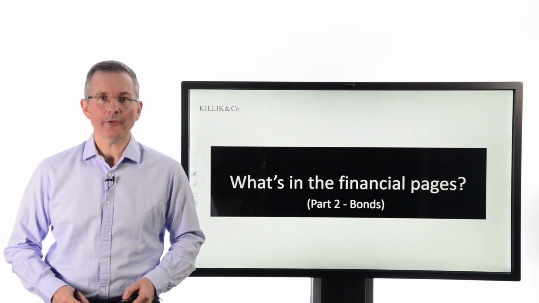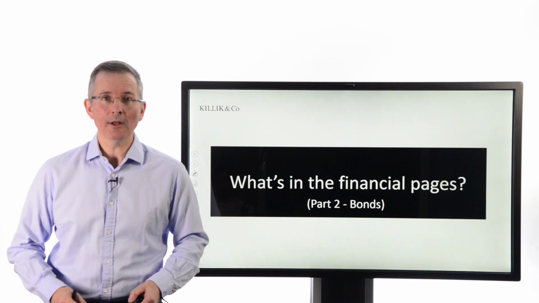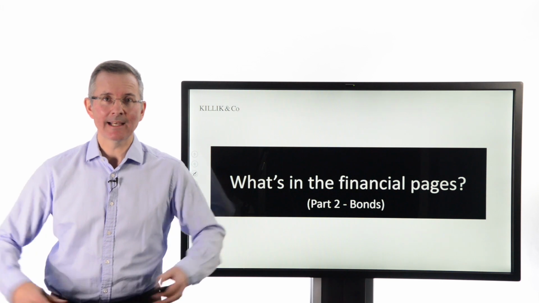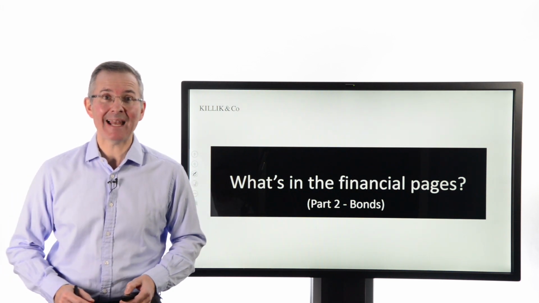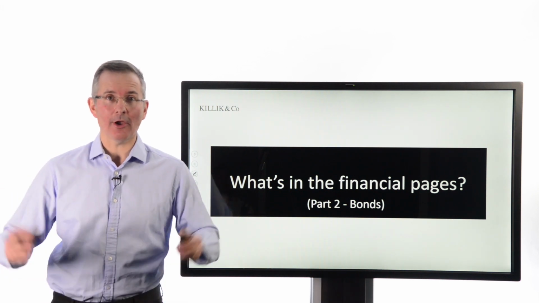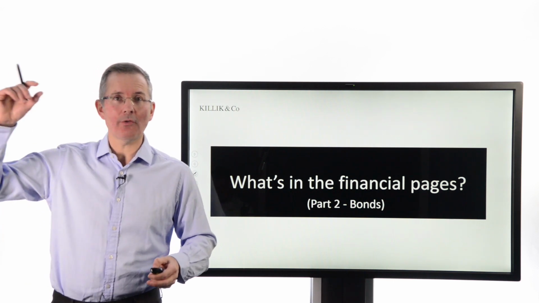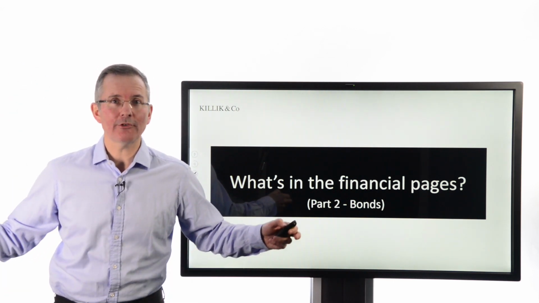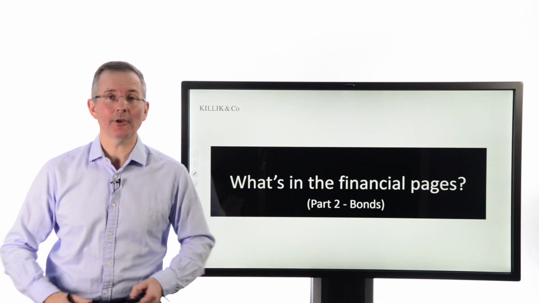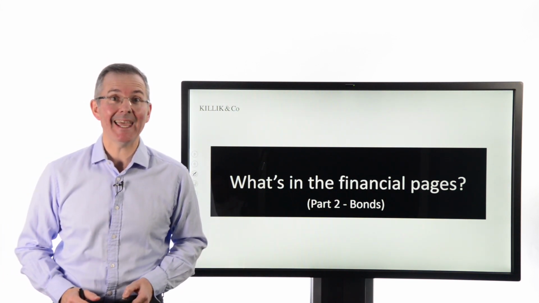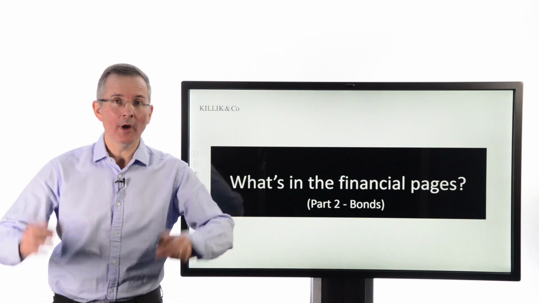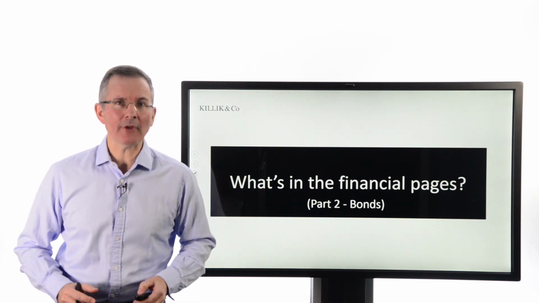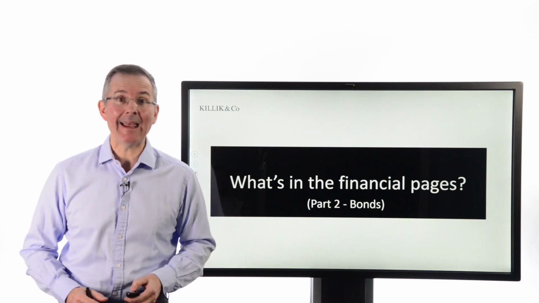This week, what's in the financial pages part 2, dealing with bonds. Now if you missed part 1, dealing with shares, that video is available at BennettExplains.com, and also at that site, if you click on the bonds tab in the top left hand corner, you'll get lots of background on fixed income securities that I'm not going to cover here. So with no more ado, a brief reminder about bonds, and then what's in a typical bonds table and how do you make head or tail of it.